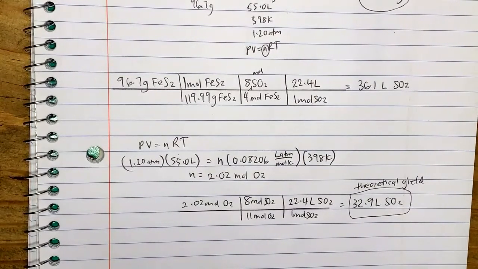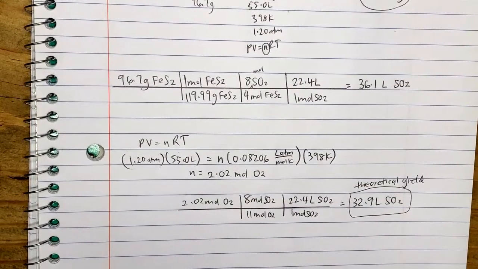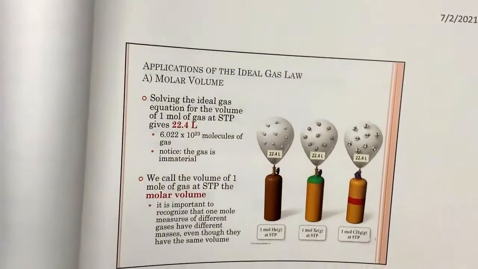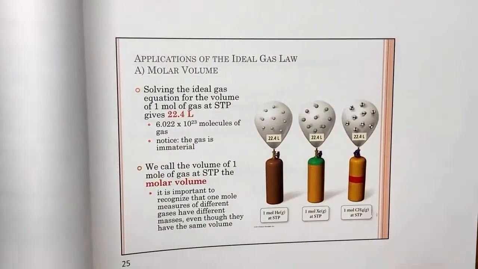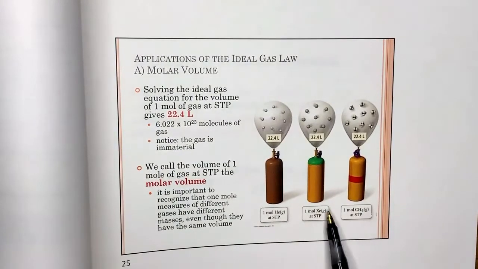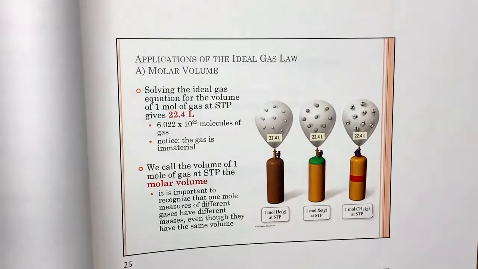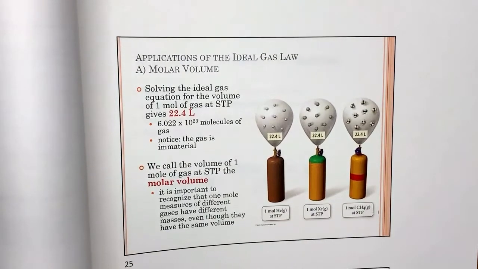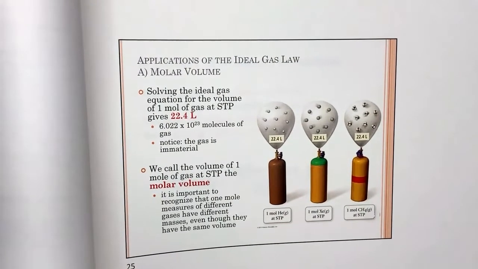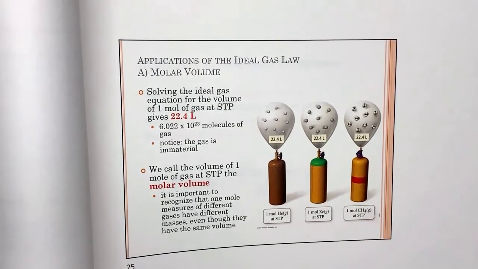Now, the next thing we want to talk about is density of gases. I want to show you the picture of it first, okay? This is a molar volume picture. You see how helium, xenon, and methane didn't matter. They're all the same volume because they're at STP. So it doesn't matter what kind of gas it is, okay? If it's at STP, it's ideal gas. The volume for 1 mole is 22.4 liters.